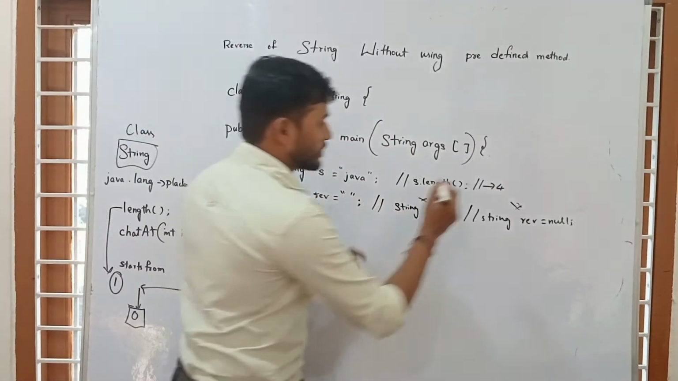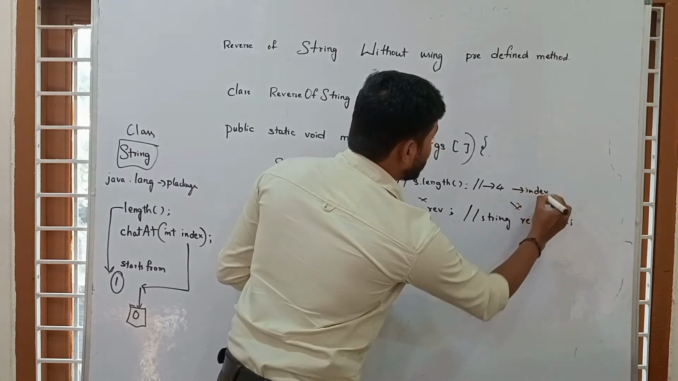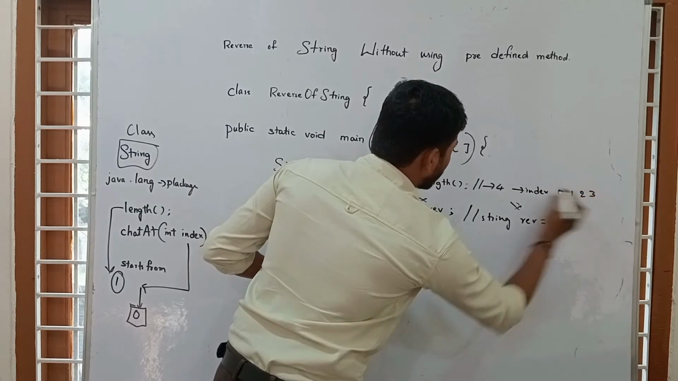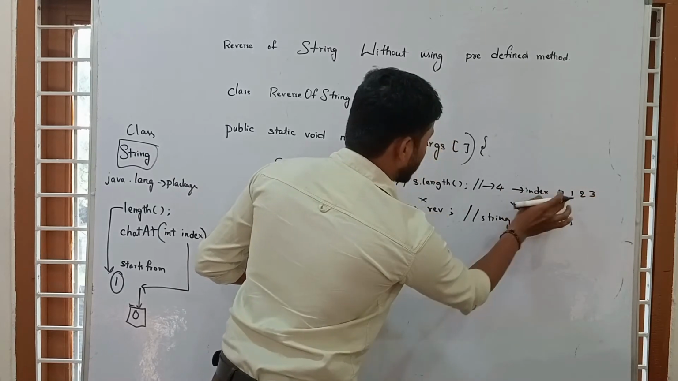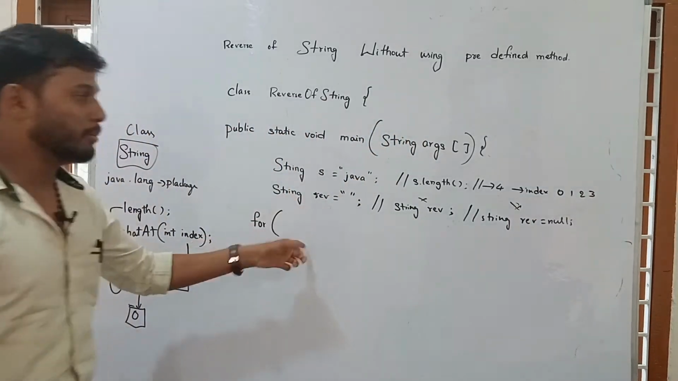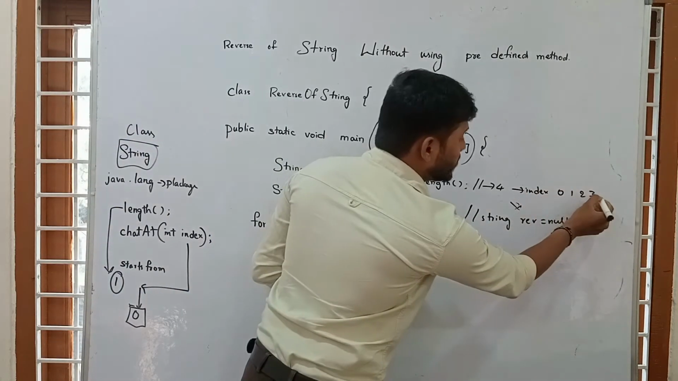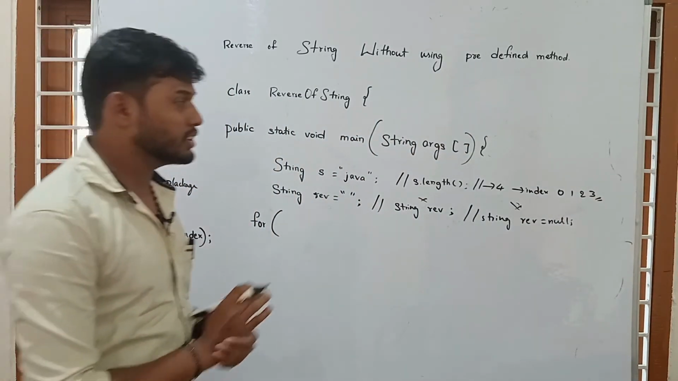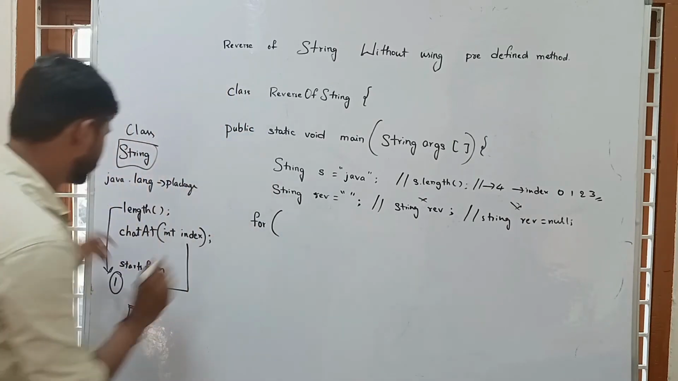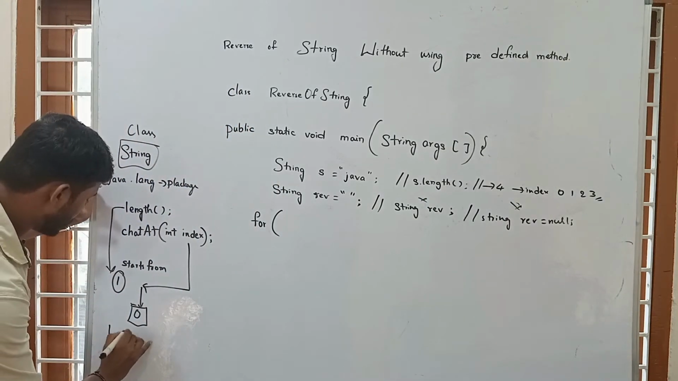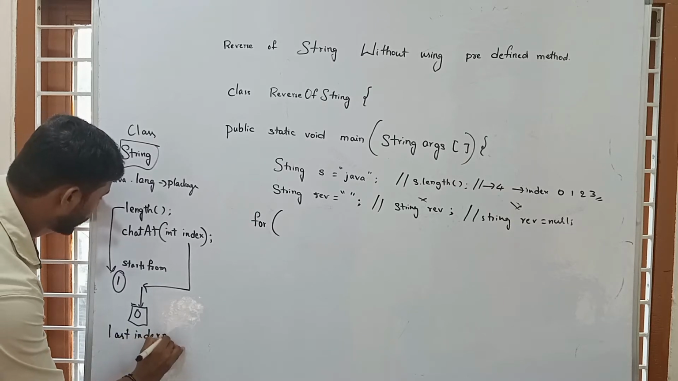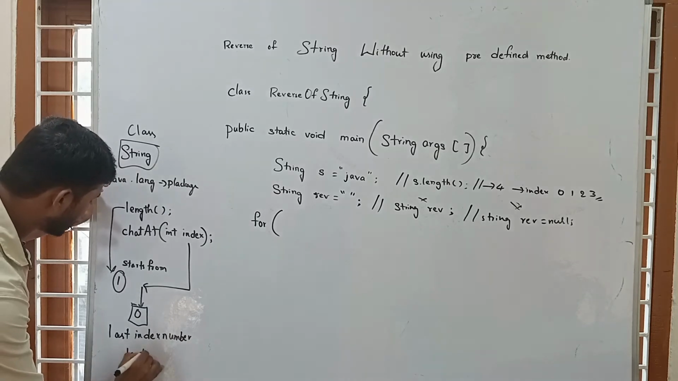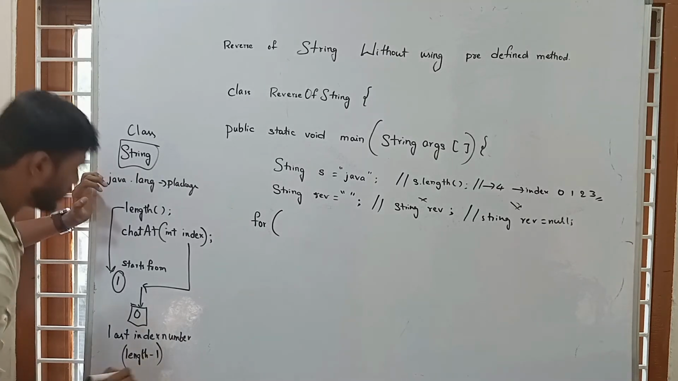And coming to the indexes, they will start from 0, 1, 2, 3. So length is 1, 2, 3, 4, and index is 0, 1, 2, 3. Now coming to here, first we need the last index number. What is the last index number? Length minus 1. There is a formula: last index number is length minus 1.